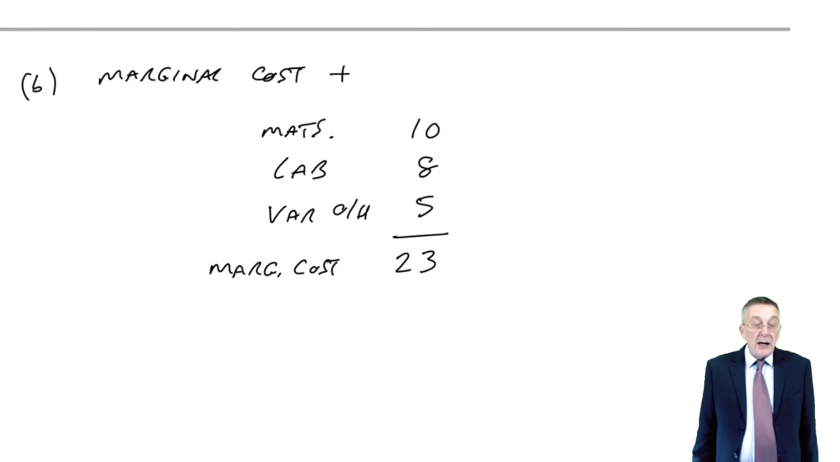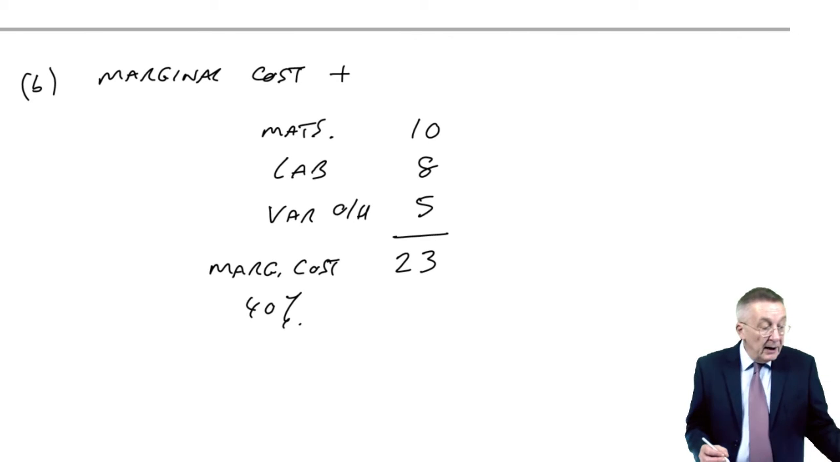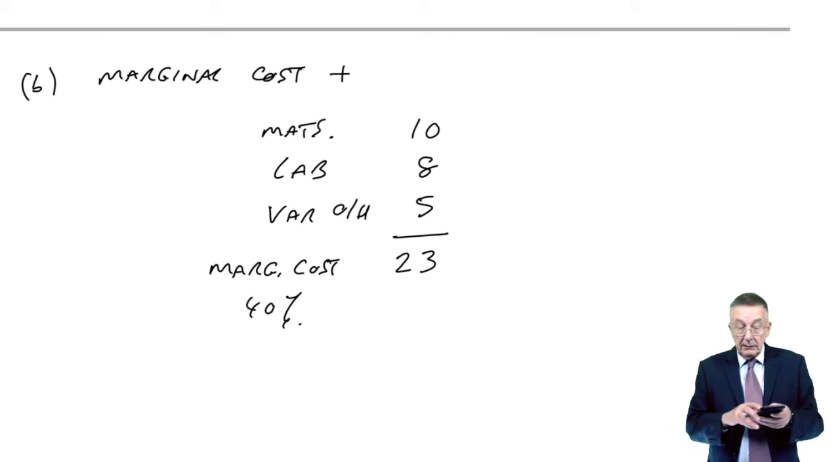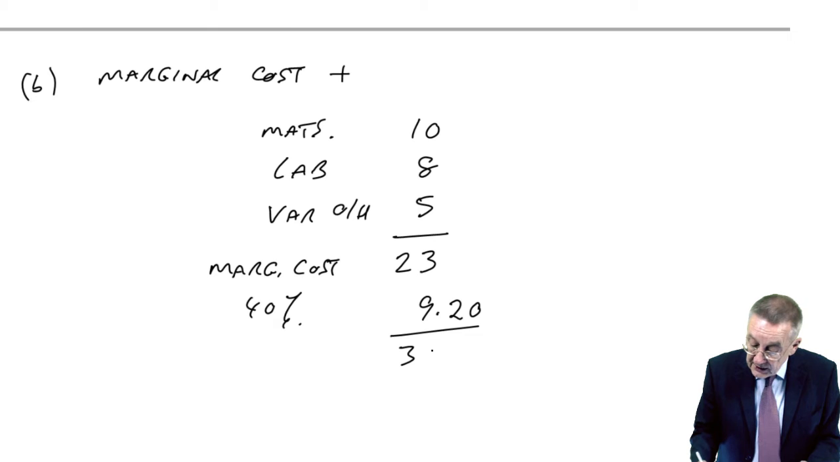It says do it based on marginal cost plus 40%, so let's add on 40%. 40% of 23, 0.4 times 23 is $9.20. Give me a total of $32.20 as a selling price.